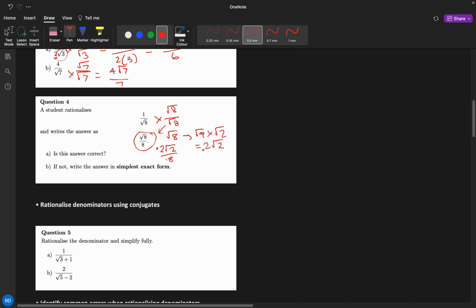2 divided by 8 is 1 on 4. So it's just going to be root 2 on 4. That should be your final answer. And sorry, the working out's a bit crazy, but yeah, this is your final answer for that one. So they were on the right path, but they forgot to simplify it. So that's why it's not correct.